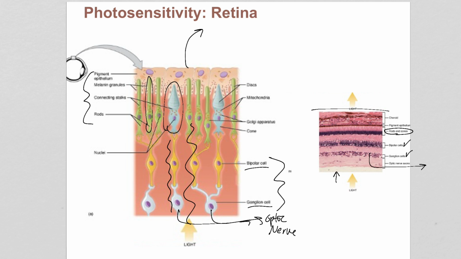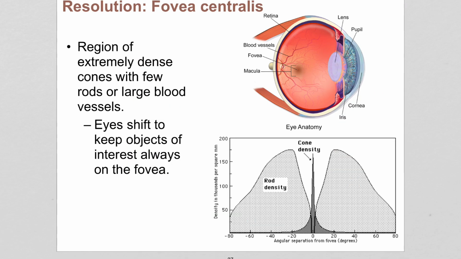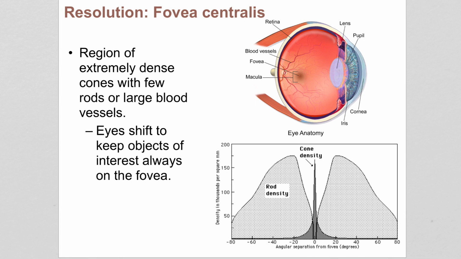Okay, so we've got light in the retina. We're hitting rods and cones. We're activating ganglion cells. And now we just have to add a few more details. One of those details is that cones especially are not equally distributed throughout the entire retina. They're concentrated in a particular area. And that area we call the fovea centralis.